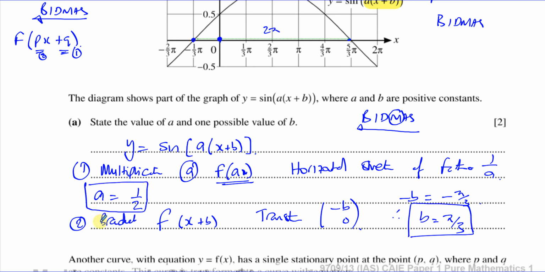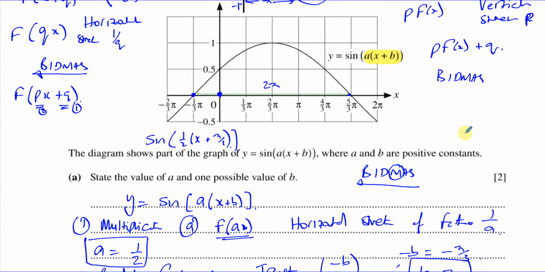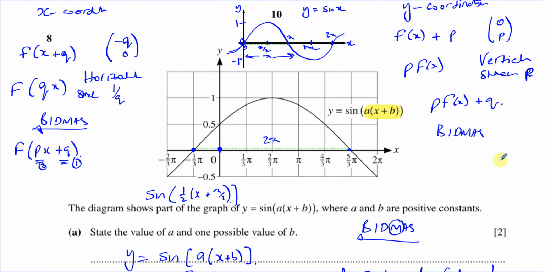And those are the two answers to the question, because it's a translation of minus pi over 3, which has to take the opposite sign inside the bracket. So this is actually the sine of a half times x plus pi over 3. The first thing we deal with is the multiplication, because we do the opposite BIDMAS. So the first thing that happens is it gets stretched by a factor of 2. So this basically goes from there to there. And then it shifted pi over 3 to the left. So it just goes back pi over 3 to the left. So then it looks exactly like this.